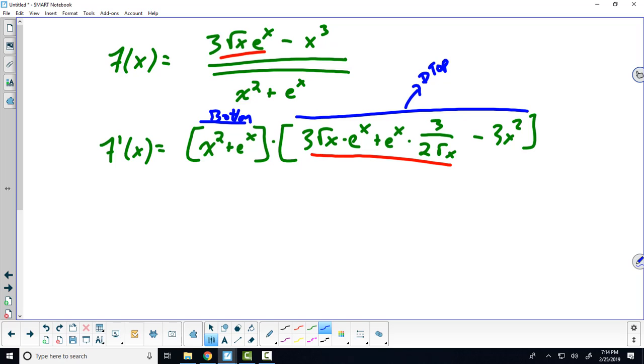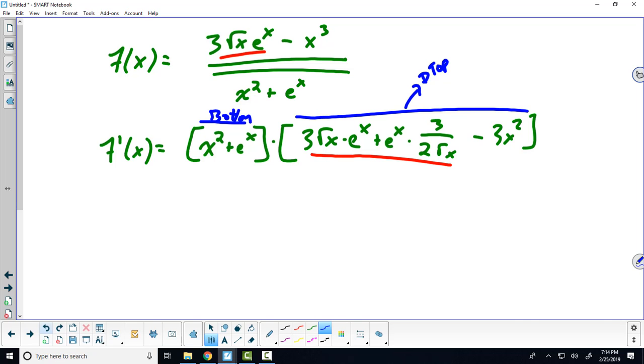For the product, isn't it 3 root x as the first, and e to the x minus x cubed as the second? No, that would only be the case if I wrote it that way. Great question. So the whole numerator is not a product rule. It's just the first term. Everyone understand Kevin's question?